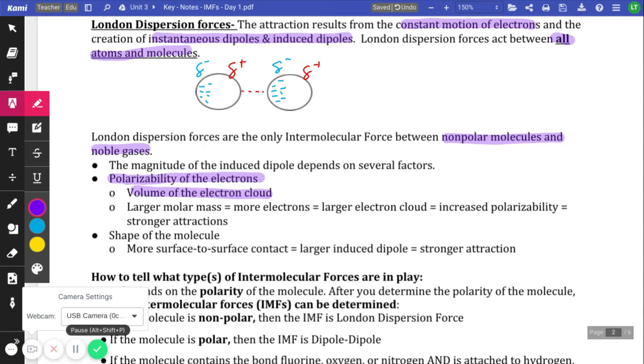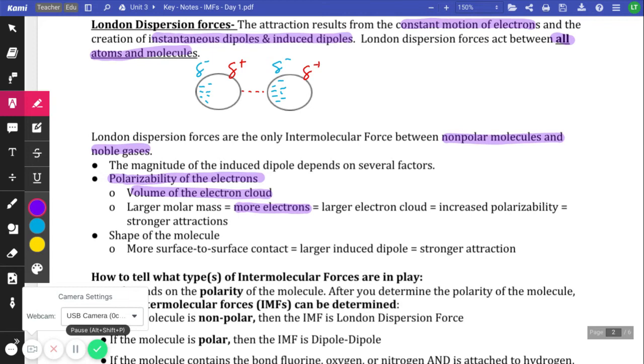And then the second one is how many electrons are in our electron cloud. The more electrons that are in your electron cloud, obviously the more likely you are to have that dipole moment. The more that are moving, the more likely you are to have that moment. And the more electrons that are on one side, obviously the stronger the dipole. So what we look at is the largest molar mass. The larger the molar mass, that means there are more electrons, which means that we're going to have increased polarizability, which is going to lead to stronger attractions.